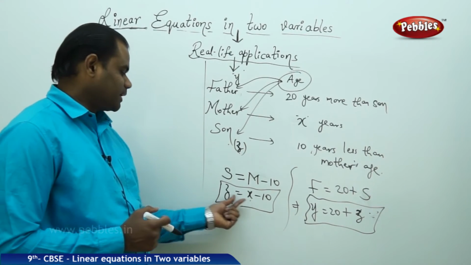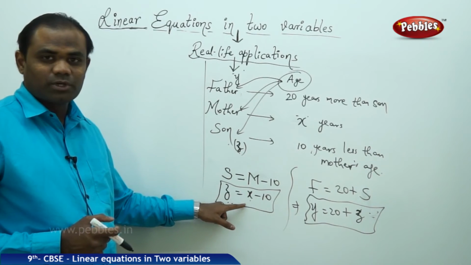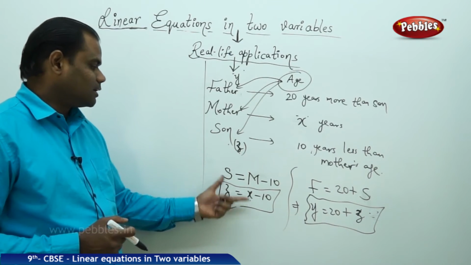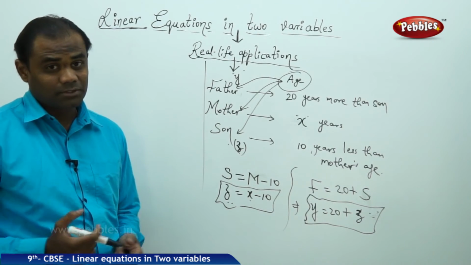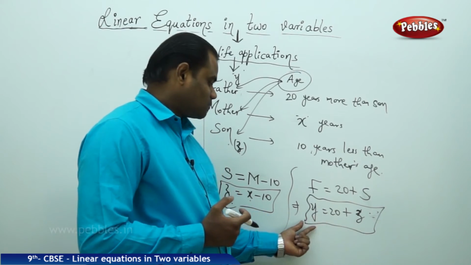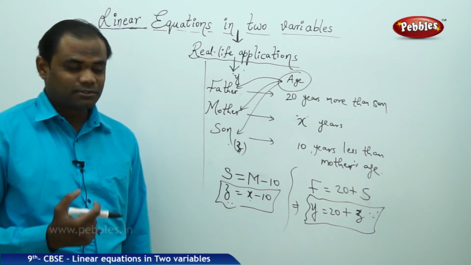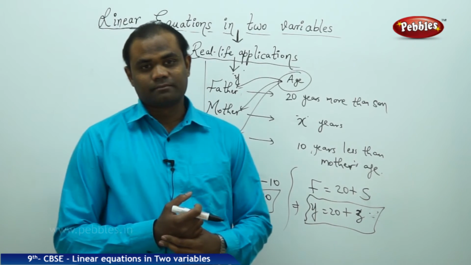Here the variables are x and z, and the variables y and z. So this is a linear equation in two variables x and z as obtained through the son's age and mother's age as a real life situation. And here I obtain a linear equation in two variables y and z as a real life situation connected with father's age and son's age.